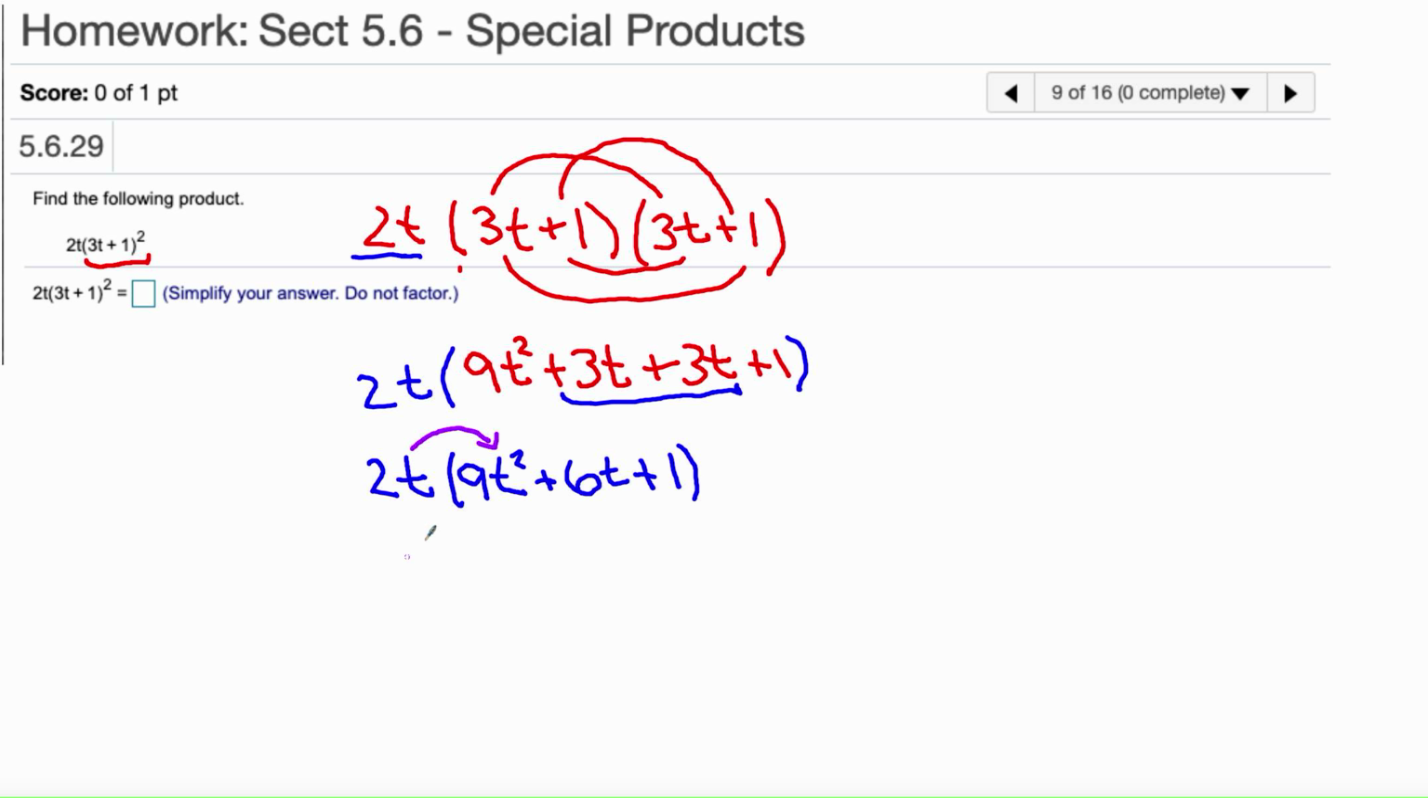2t times 9t squared would be 18t cubed, or 18t to the third. 2t times 6t would be plus 12t squared. And then 2t times positive 1 would make plus 2t. And these are all different. They are not like terms. I cannot combine them.